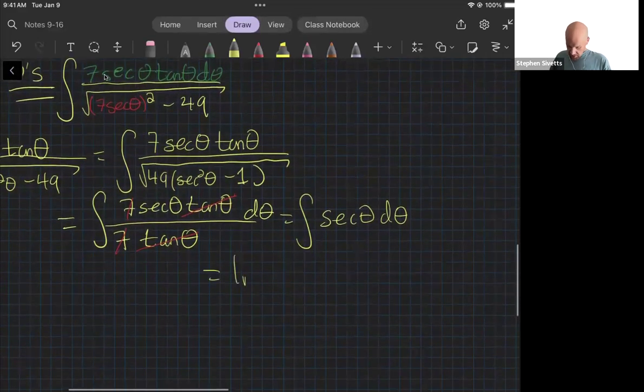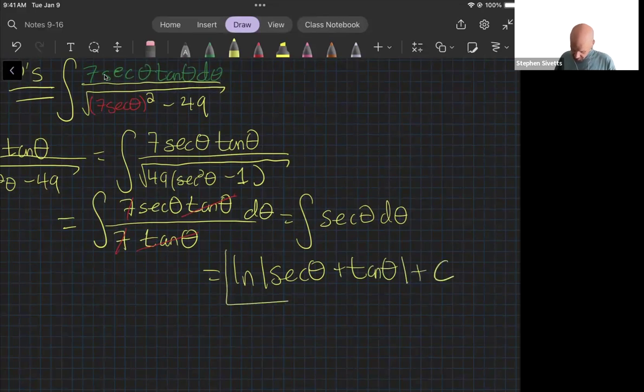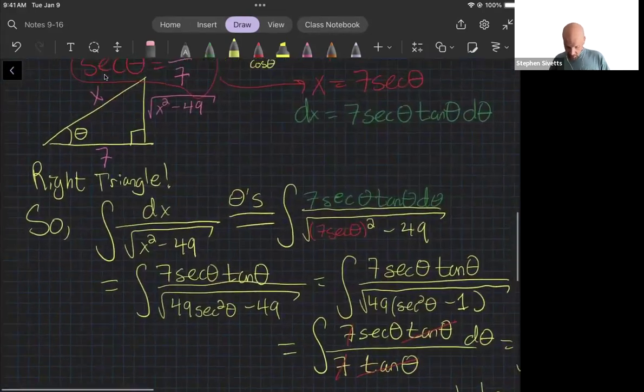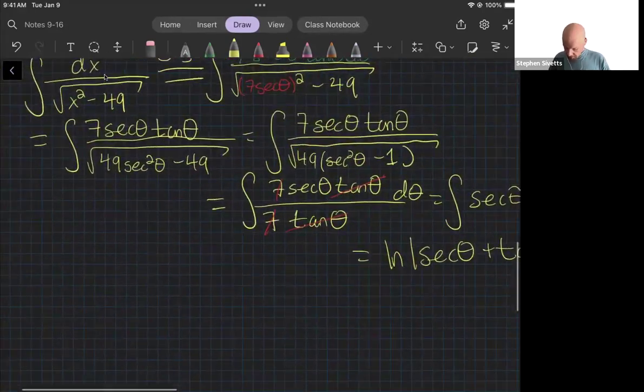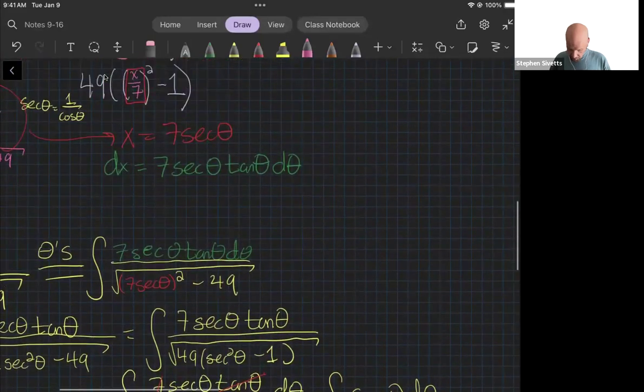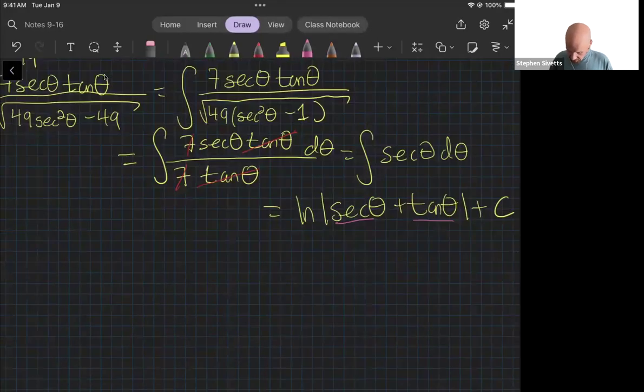And this equals the natural log of the absolute value of secant theta plus tangent of theta plus c. But we need to get back into x's. We're not done yet. You thought we were done. It's not over yet. We need to look at the relationship of the right triangle. So we have a secant of theta and a tangent of theta. You already know what secant of theta is; we formulated it in our substitution. So it's equal to the natural log of the absolute value of x over 7. That was secant of theta.